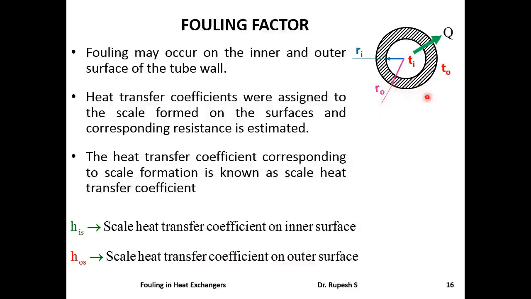This is the cross section of the inner pipe. Fouling may occur on both the inner and outer surfaces of this pipe. We assign heat transfer coefficients to the scales formed on the inner and outer surfaces, and corresponding thermal resistance is estimated. The heat transfer coefficient corresponding to scale formation is known as scale heat transfer coefficient. Let His be the heat transfer coefficient that represents scaling on the inner surface, and Hos is the heat transfer coefficient that represents scaling on the outer surface.